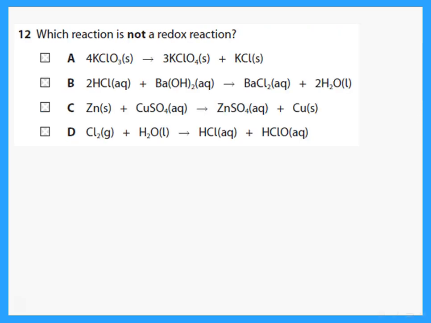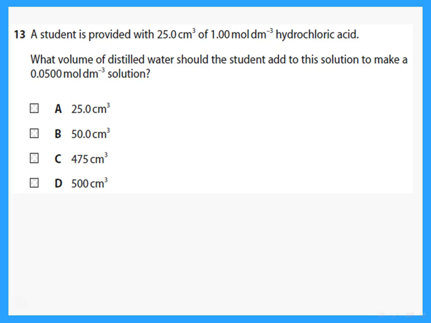Which reaction is not a redox reaction? Remember, first of all, acid and base can never be a redox. So if he's saying which one is not a redox, well, you look for which one is acid plus base, because acid plus base to give salt plus water is a neutralization reaction. All the other options that are given here are redox reactions.